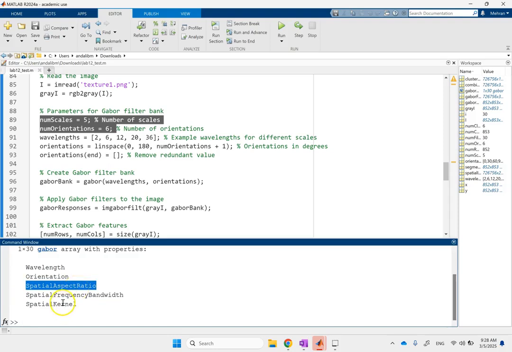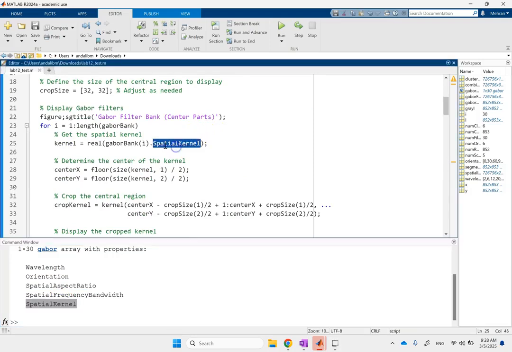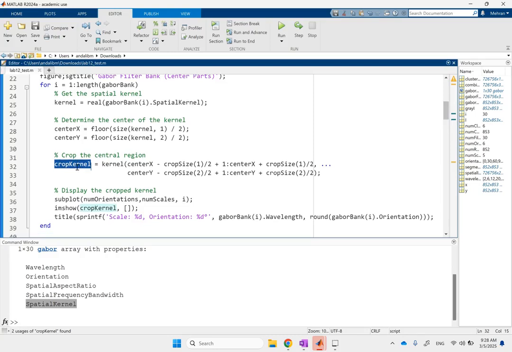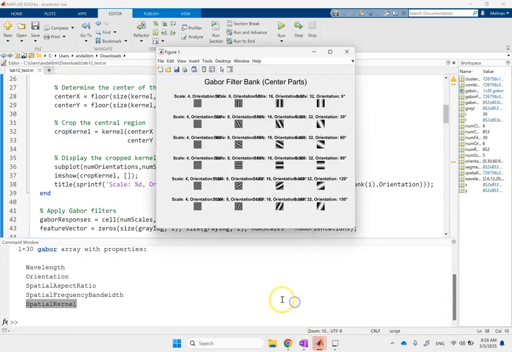Now the ones that we want, those matrices, are these guys, the spatial kernels. So we have to get the spatial kernels by dot of Gabor bank I, and then, as I said, these are complex variables, so I have to look at the real part of it. Now that I look at the real part of it, I go ahead and crop the middle part of it out, and then in a separate subplot, I'm going to show you. So if you do that, there we go.